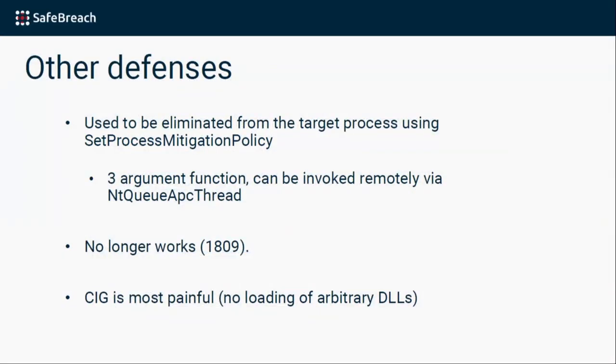With respect to CIG and other defenses, there used to be a technique to eliminate those defenses using SetProcessMitigationPolicy in the target process, invoking that with NtQueueApcThread, because that function has only three arguments. The NtQueueApcThread could cover them all. We'll see that in a later slide. However, this technique no longer works as of 1809. And I want to mention that CIG is the most painful because it prevents us from loading arbitrary non-Microsoft signed DLLs.